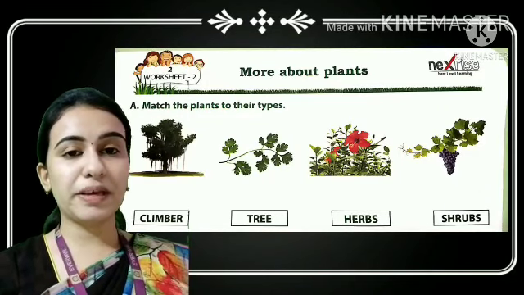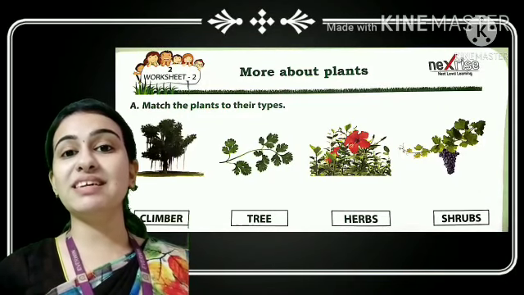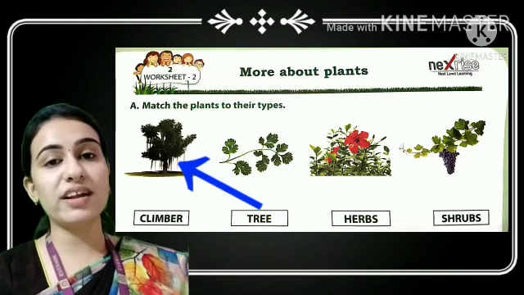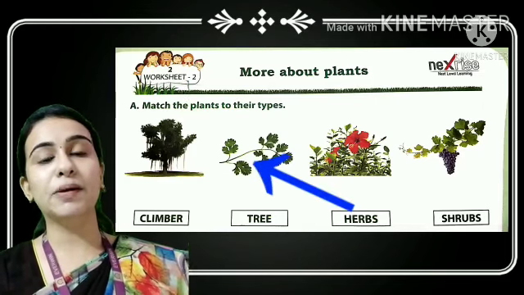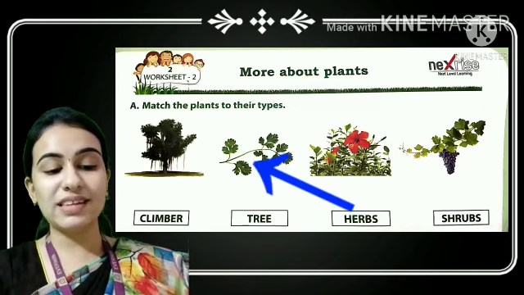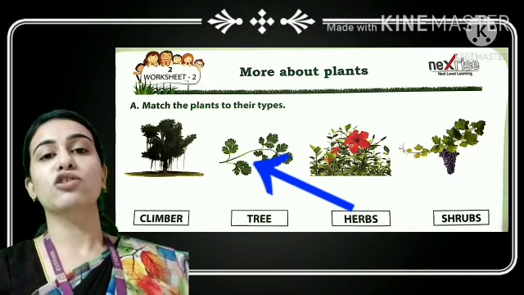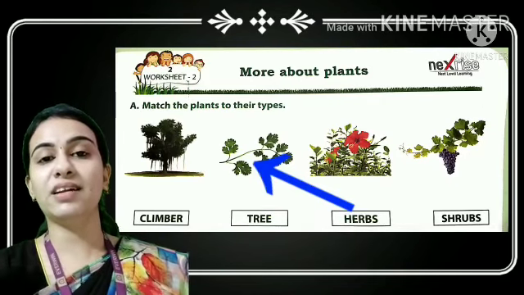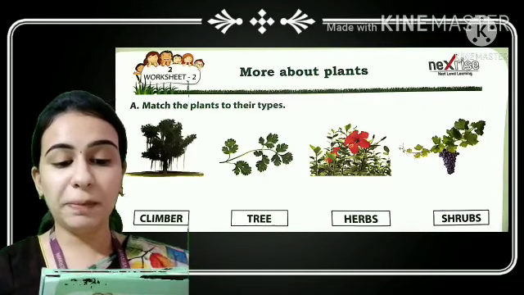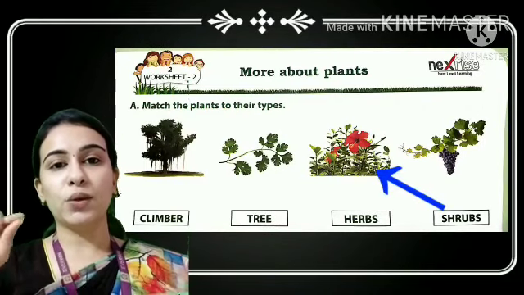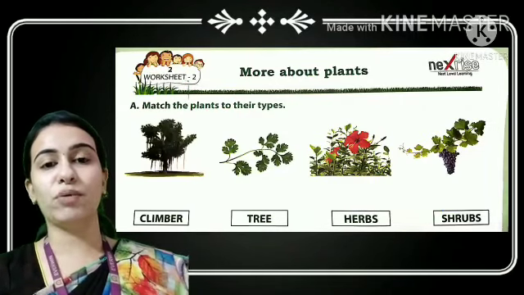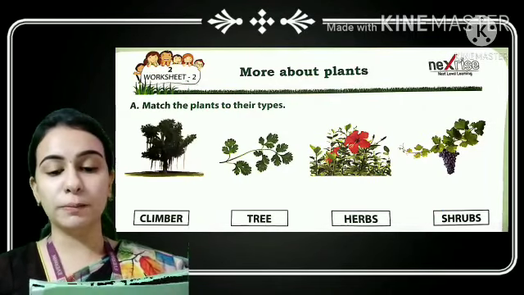What is the first picture? The first picture is a tree. Very good. What is the second picture? It is coriander. Coriander is a herb. Coriander, mint, all these are herbs. You can see the thin green stem, right? When you see a thin green stem, it is a herb. Then what is the third picture? It is a shrub. You can see a thin woody stem, right? So that is called a shrub.